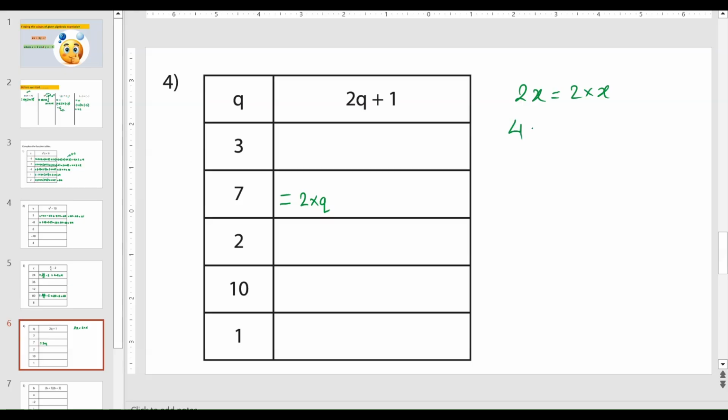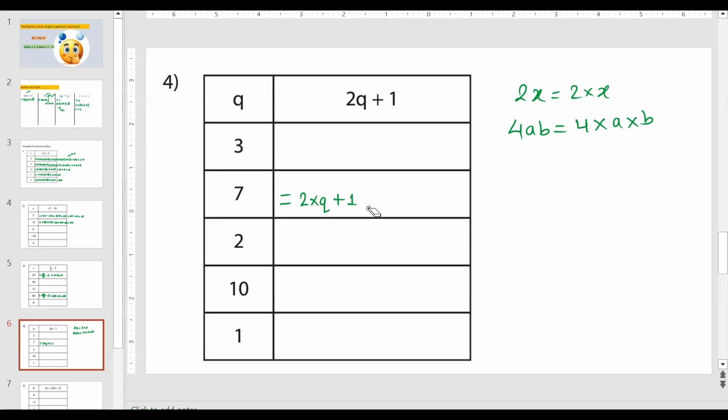For example, if there is 4ab, it means 4 times a times b. So there is always a multiply sign between the variables, between the coefficient, or we can say between the constant, if there is no any sign. So here 2q is 2 times q and plus 1.